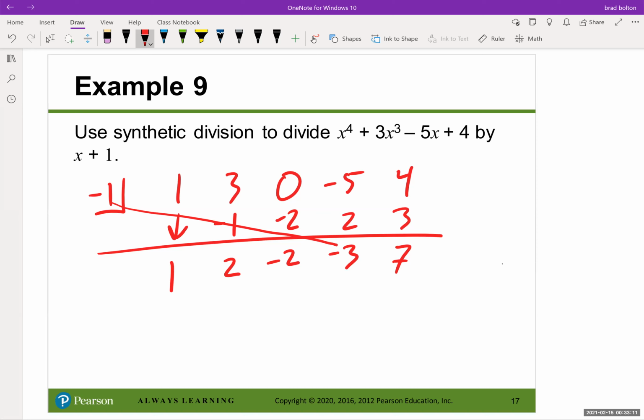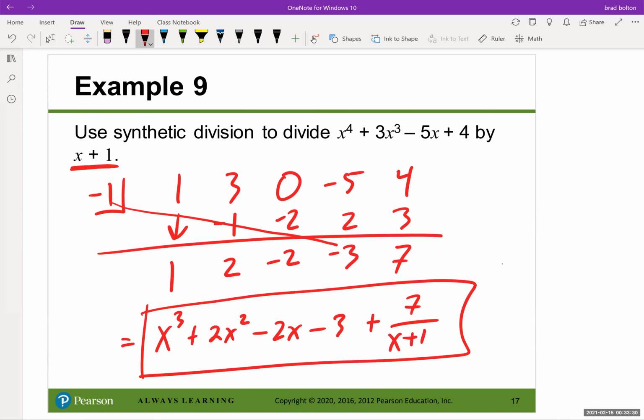So now when we write our answer, remember we started off as an x to the 4th, but we divided by an x to the 1st. So we should end up as our final answer with x cubed plus 2x squared minus 2x minus 3 plus 7 over x plus 1. And that is how you use synthetic division. Much faster than long division, but you've got to be more careful. You still use placeholders, but in long division, you can get away without using placeholders if you just make sure you don't accidentally add things incorrectly. But with synthetic, you really need the placeholder there, like you must have it.